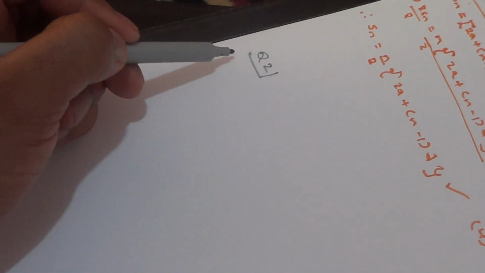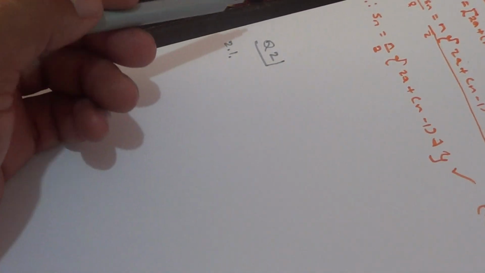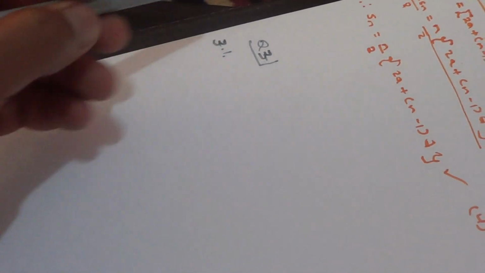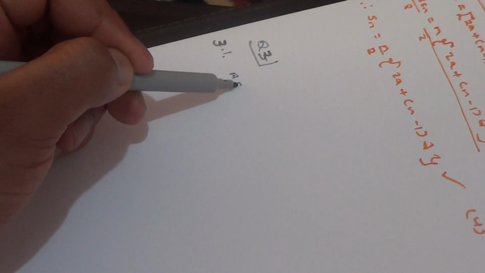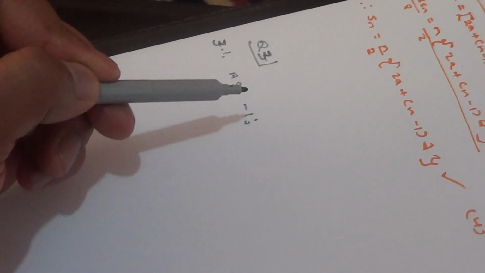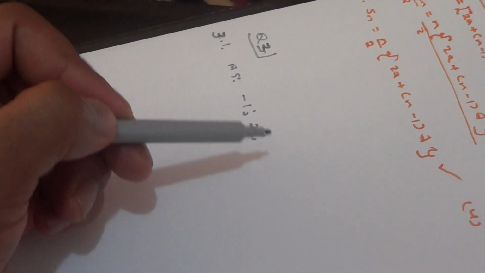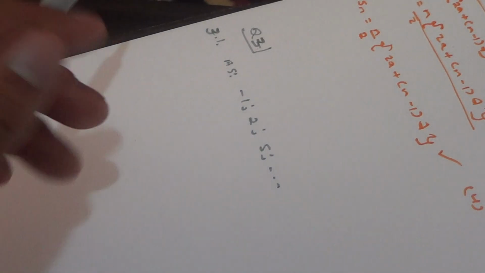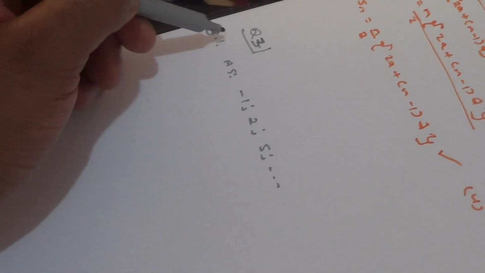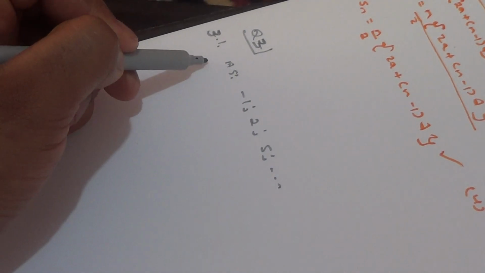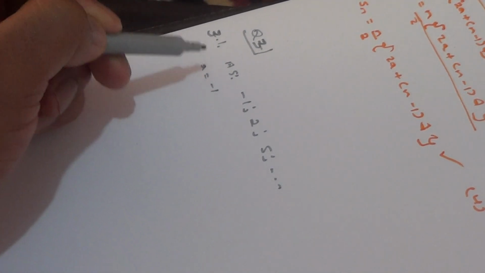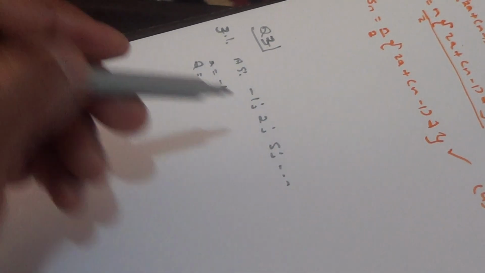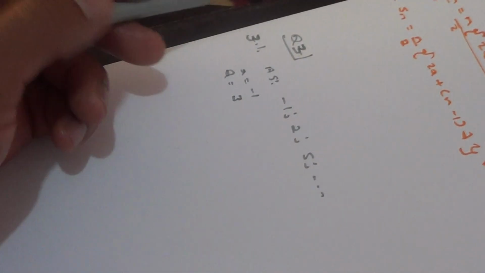Question 2, we have 2.1, so not 2 but question 3, sorry. So we have 3.1, and here we are given an arithmetic sequence with minus 1, 2, 5, and it goes on. Okay, so now we know here that A equals minus 1, D equals 2 minus minus 1 is 3. 5 minus 2 is 3, so that is the story.